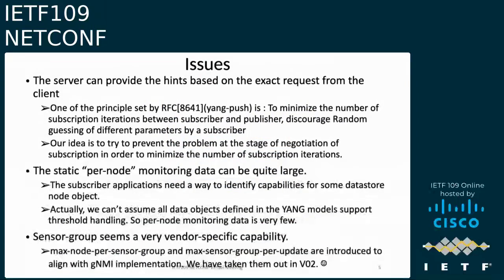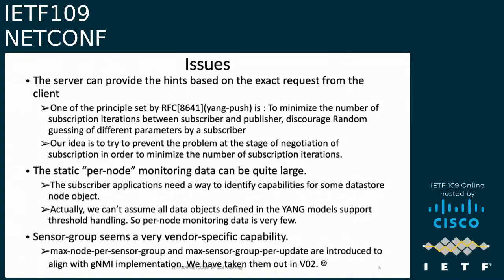Okay, here are some issues which were discussed in the mailing list, and all three questions are resolved. The first question is whether the server can provide a hint based on the exact request from the client. We reply that one of the principles set by RFC YANG-Push is to minimize the number of subscription iterations between subscriber and publisher, and discourage random guessing of different parameters by a subscriber. Our idea is to try to prevent the problem at the stage of negotiation of subscription, in order to minimize the number of iterations. So maybe it can improve the efficiency and reduce the loss rate.